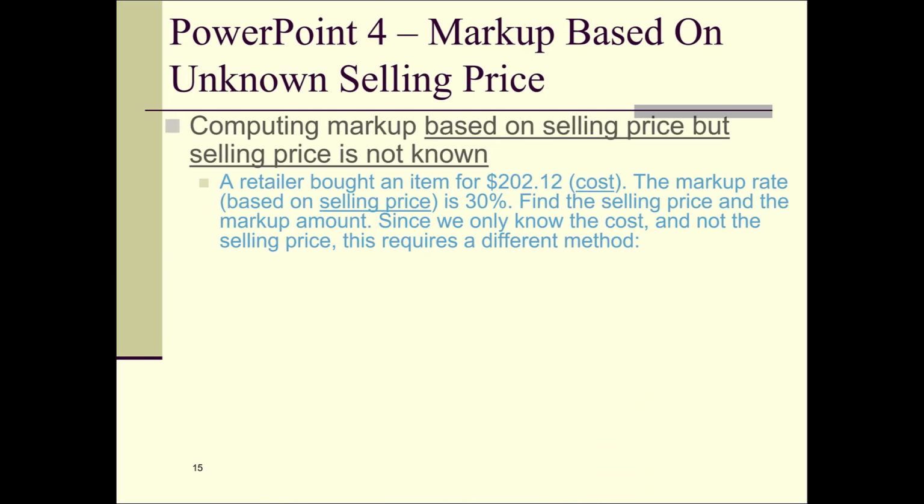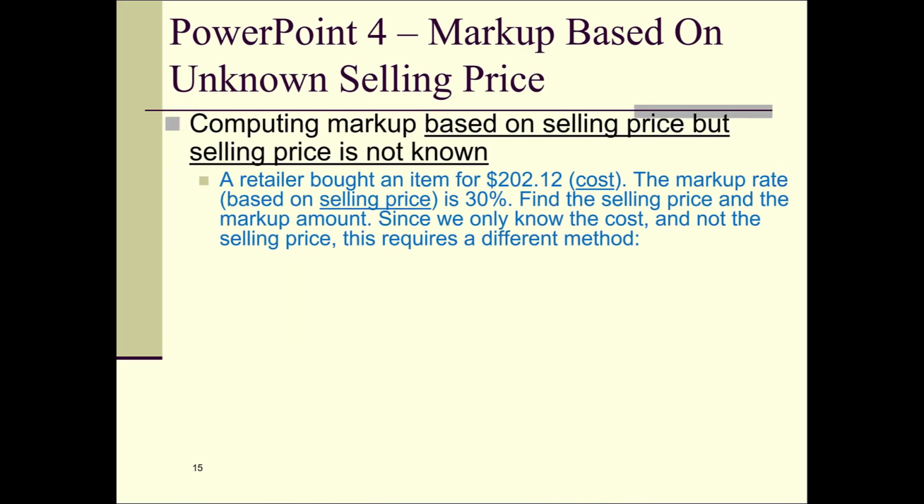Let's do another one. A retailer bought an item for $202.12. That's its cost. The markup rate, which is based on a selling price, is 30%. Notice we don't have the selling price. So we're going to find the selling price and then find the markup amount. Since we only know the cost and not the selling price, we have to do that different method again of cost divided by markup complement equals the selling price.